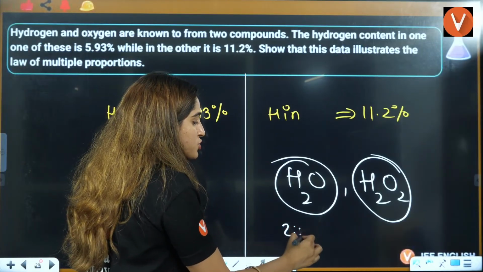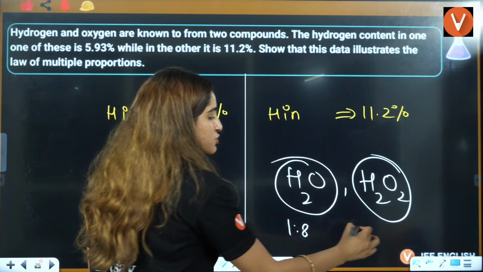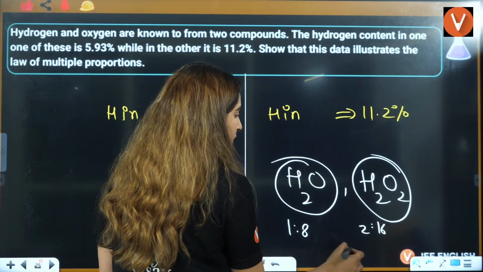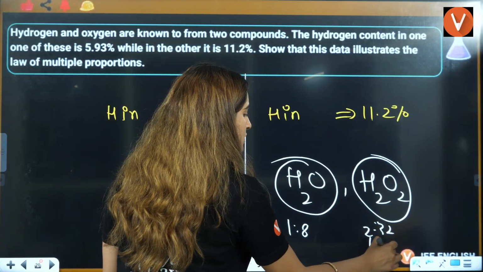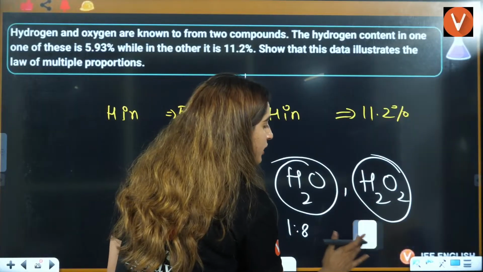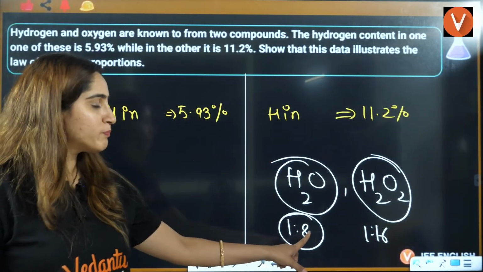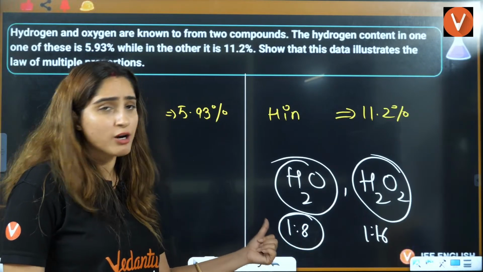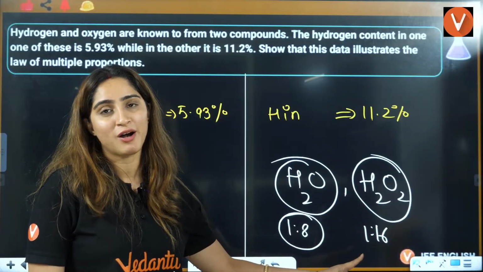For H2O, this will be 2 ratio 16, that is 1 ratio 8. For H2O2, it will not be 2 ratio 16, it will be 2 ratio 32, that will be 1 ratio 16. So here the ratio is 1 ratio 16. That means in 8 parts of oxygen you have 1 part of hydrogen, and in 16 parts of oxygen you have 1 part of hydrogen.